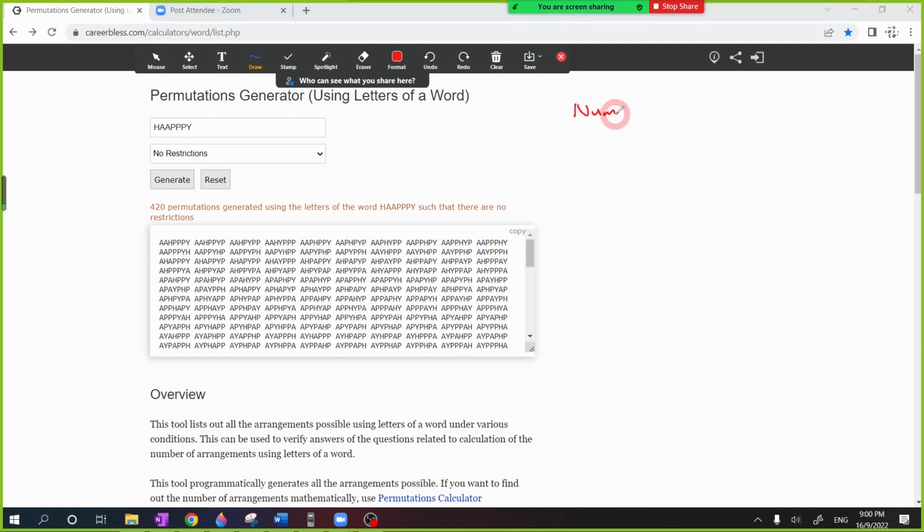Number of ways to arrange all these letters will be equal to, first we need to calculate how many letters do we have. 1, 2, 3, 4, 5, 6, 7. 7 letters. So it will be 7 factorial. But there are 2 A's. So we have to divide by 2 factorial. And we have 3 P's. So we have to divide by 3 factorial again. So now, let's press our calculator. We should be able to get 420.